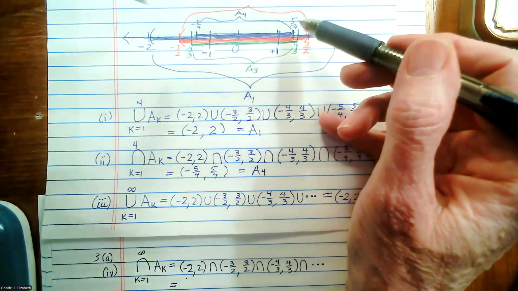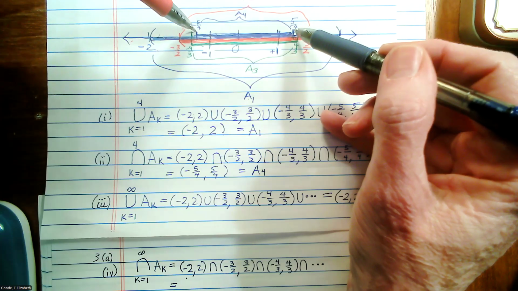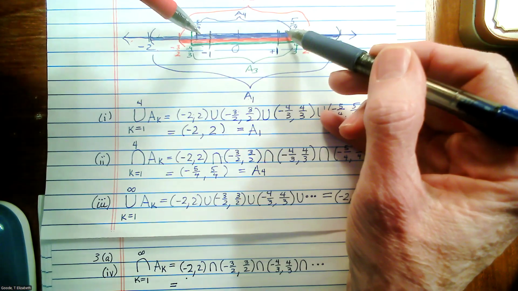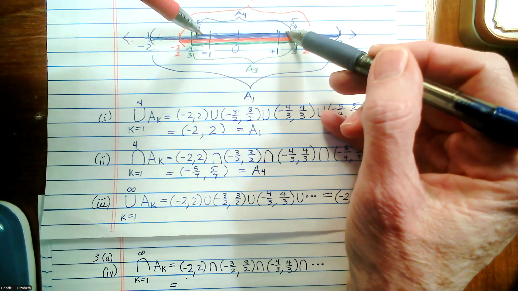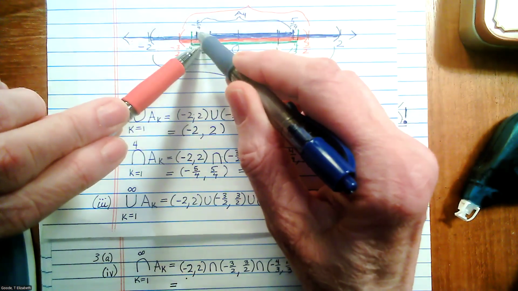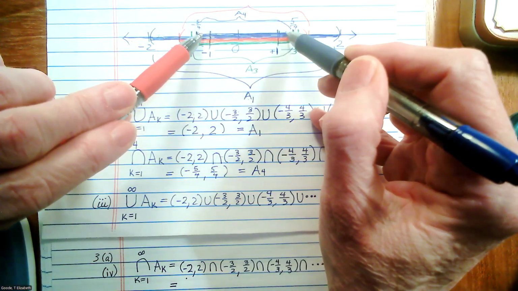Okay, well, we've only drawn four of them. A sub 4 was from negative 5/4 to 5/4, but A sub 5 is going to be from negative 6/5 to 6/5. It's not going to have these elements. So what did you say? I say k plus 1.